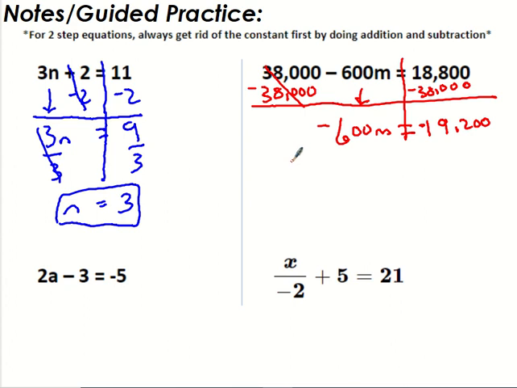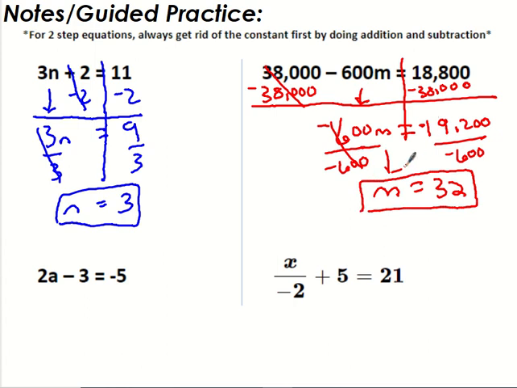Okay. Now I'm down to a one-step equation. So now I'm trying to get m by itself. This is being multiplied, so I need to do the opposite, which is division. So I need to divide both sides by negative 600. That goes away. I still have my m. I bring that down, right? And then I need to actually do this division. So this is, again, where, as I've been saying so much, the calculator is really nice to have. So I'm going to do 19,200 divided by 600. That's 32. I get m equals 32.